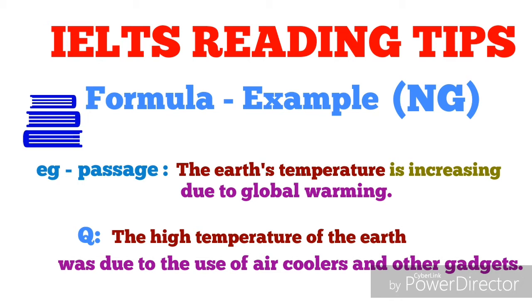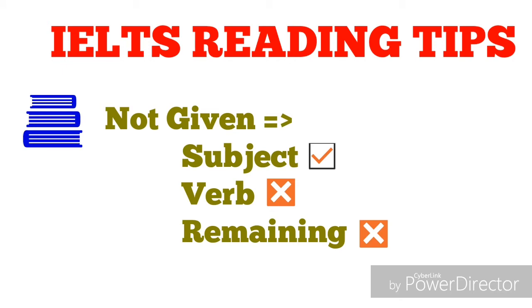As I said earlier, you have to divide it into three parts. So, in the question part, you can divide it like the high temperature of the Earth as the subject part, and the remaining part here will be was due to the use of air coolers and other gadgets. Whereas the given part in the question paper, which is quite similar to the question, is the Earth's temperature, which can be the subject part, is increasing, which is the verbal part, due to global warming, which is the remaining part.